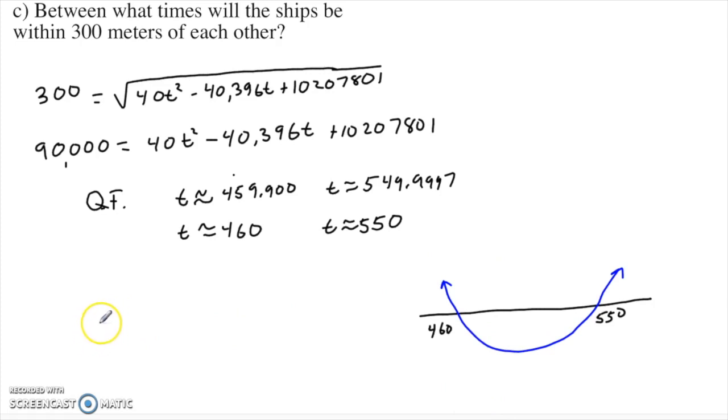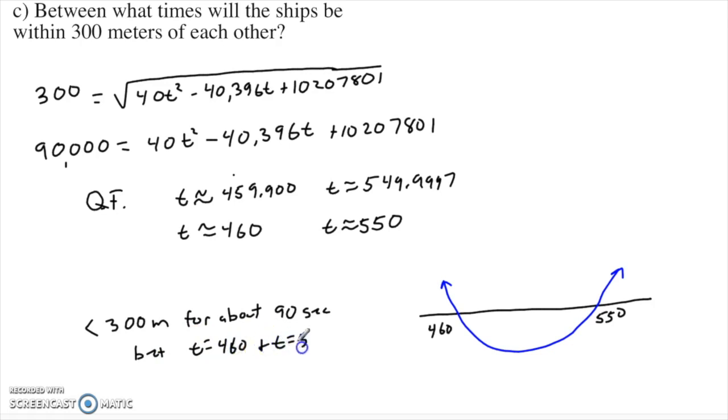So the ships are less than 300 meters. Sorry, that kind of looked like an angle sign, right? The ships are less than 300 meters for about, oh, what is it, 90 seconds, between t equals 460 and t equals 550. And of course you can convert that to time by just adding to 11:30. For the sake of time in this video though, I'll let you do that on your own. I'm just going to move on to the next part of the question.